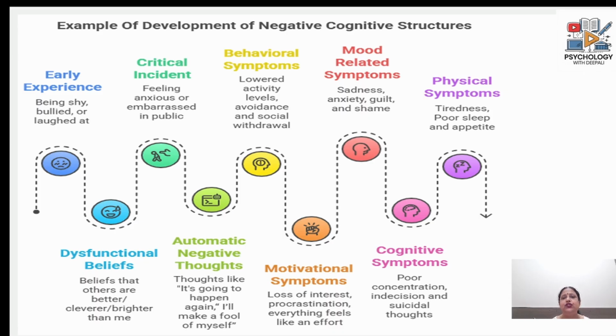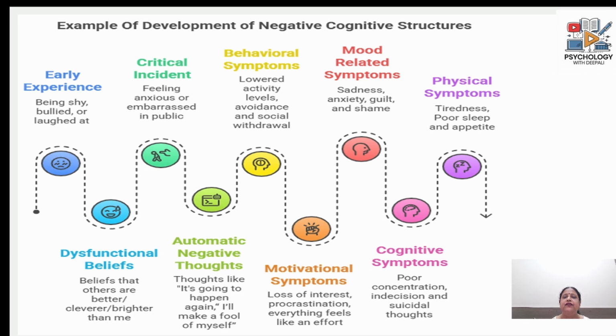Now, this leads to dysfunctional beliefs or the core schemas which are dysfunctional in this person. And he believes that other people are much better than me, they are smarter than me, they are cleverer than me, and I am really not good at all. Now, when this boy grows up, he may face a critical incident where, again, he may feel anxious in maybe a social situation where there is a potential that he may get embarrassed because other people might make fun of him or maybe might laugh at him.